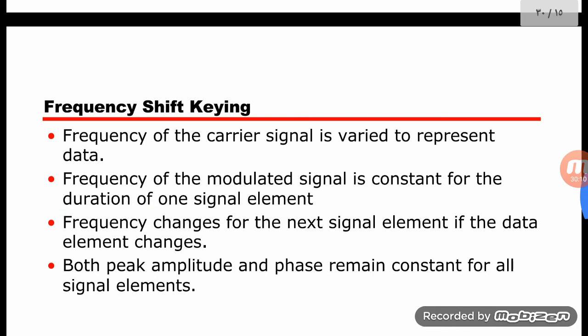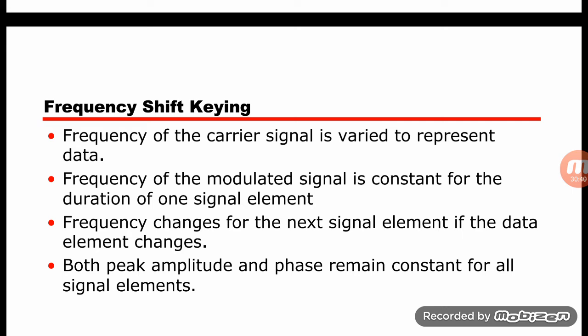Okay, now let's move to another one. We talked about amplitude shift keying. We said that there are three types: amplitude shift keying, frequency shift keying, and phase shift keying. So we talked about amplitude shift keying. Now we talk about frequency shift keying. Frequency of the carrier signal is varied. You know what's the meaning of varied? Changed. So we change the frequency of the carrier to represent data.